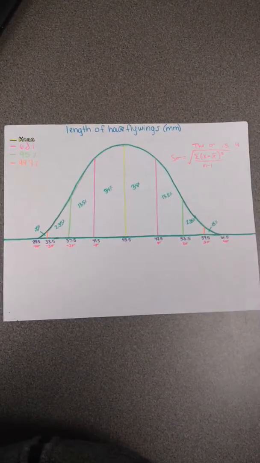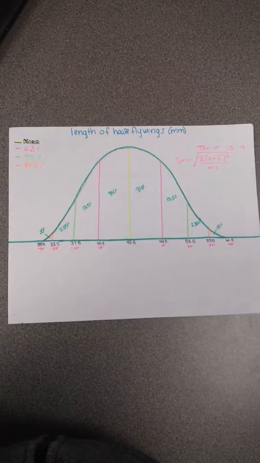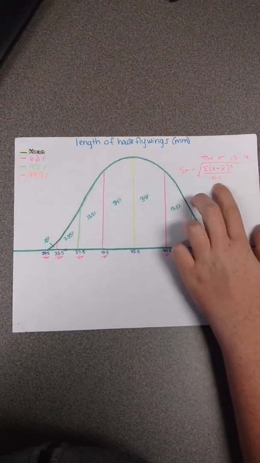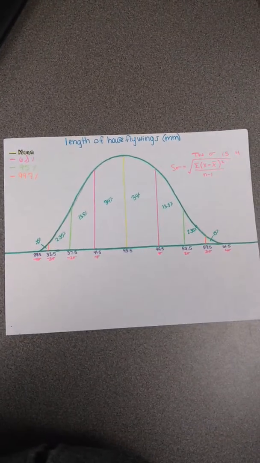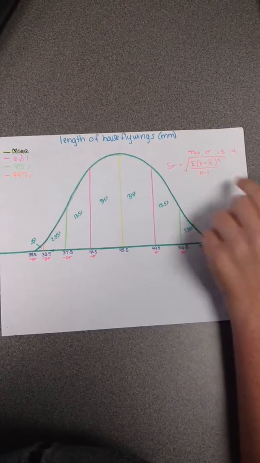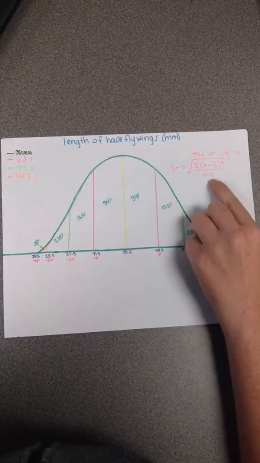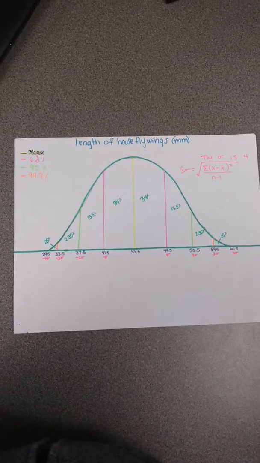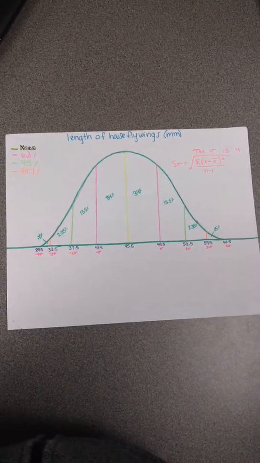There are two ways to find a sample standard deviation, by hand and by calculator. First, by hand, the equation, as written here, is the square root of the sum of each value in the data set minus the mean squared, all over the number of values in a data set minus 1. And you take the square root of that whole thing. And that should give you your sample standard deviation.